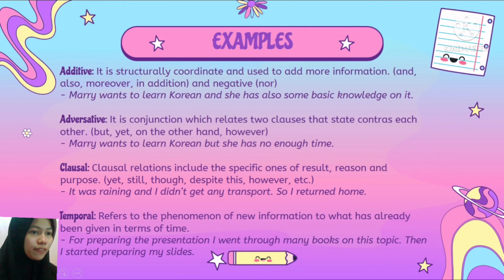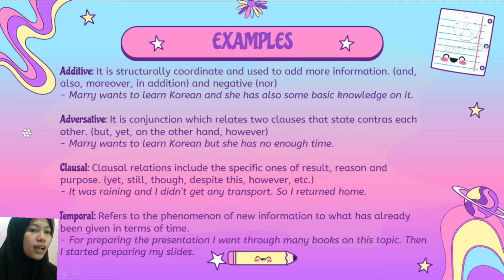Examples: additive. It is structurally coordinate and used to add more information. There are and, also, moreover, in addition, and negative or not. For example: Mary wants to learn Korean and she has also some basic knowledge of it. Next, adversative. It is a conjunction which relates clauses that contrast each other. There are but, yet, on the other hand, or however. For example: Mary wants to learn Korean, but she has not enough time.